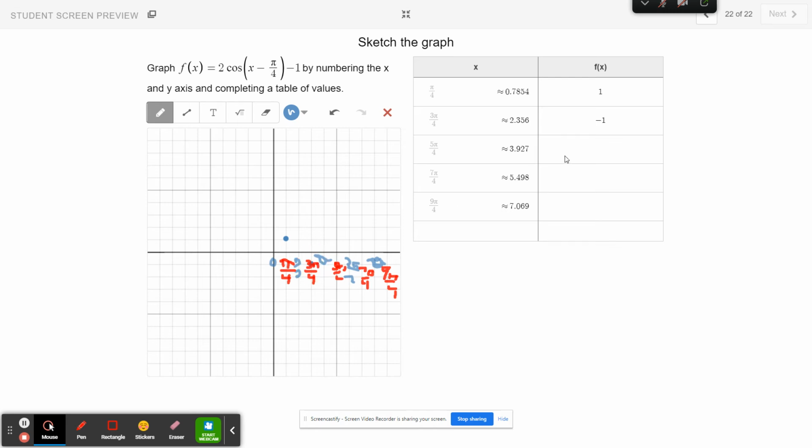And I plug in 5 pi fourths. 5 pi fourths minus pi fourths is just pi. Cosine of pi is negative 1. I get negative 2. I get minus 3 right here. And this one should be another midline one, so it's going to be negative 1. And this one should be repeated back up there, so positive 1.